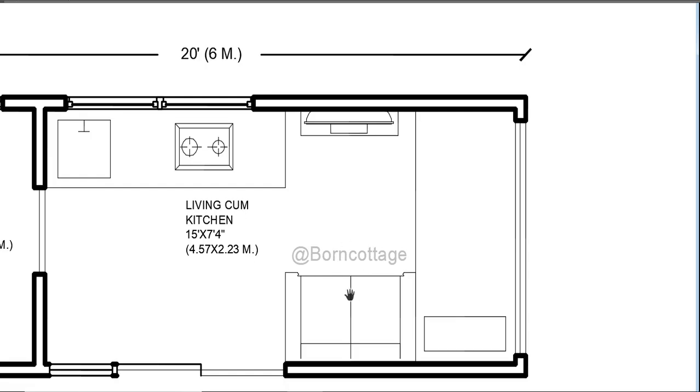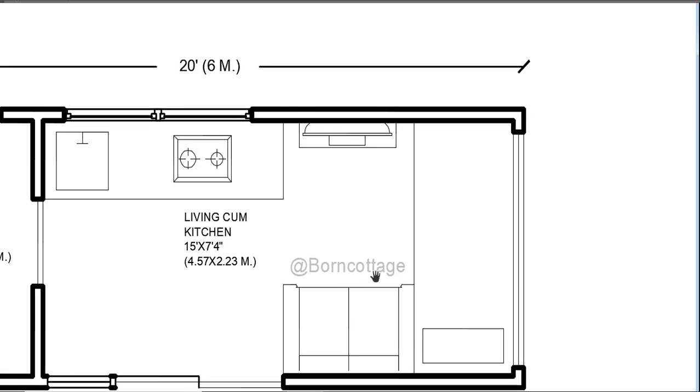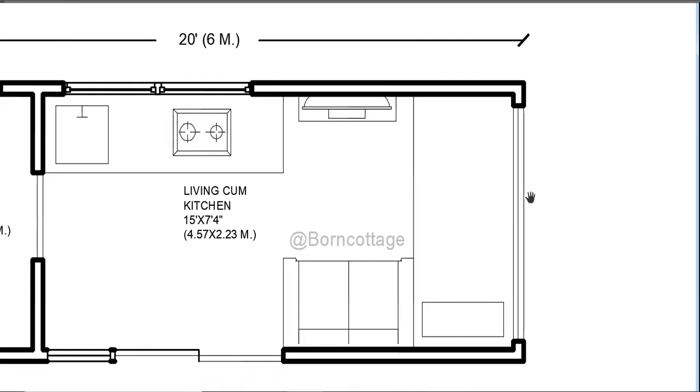And on the right side we have a sofa arrangement and also a TV unit on the front wall, and we have a single bed here. For the ventilation and light purpose we have a large size window here.